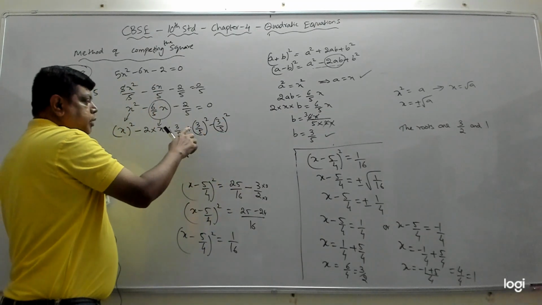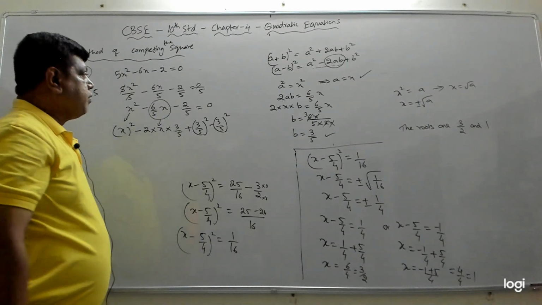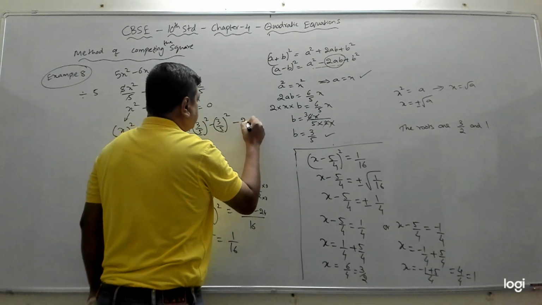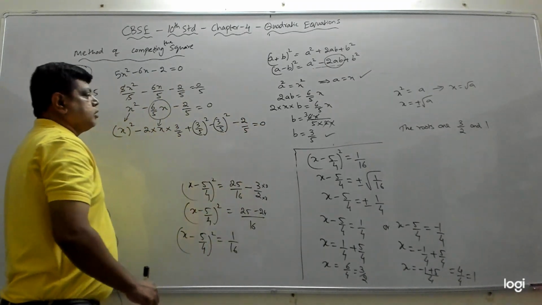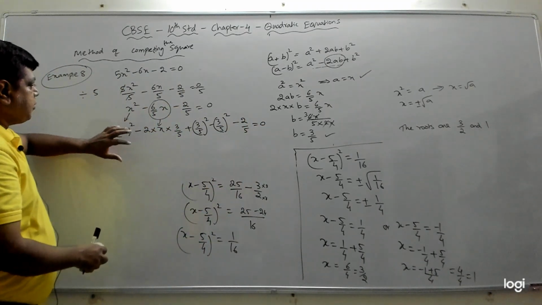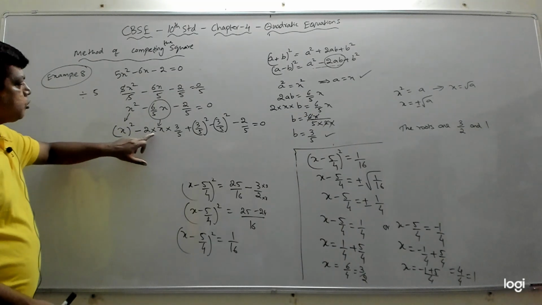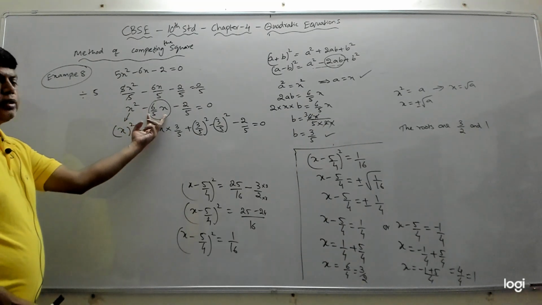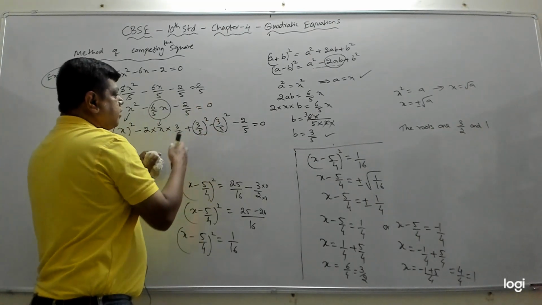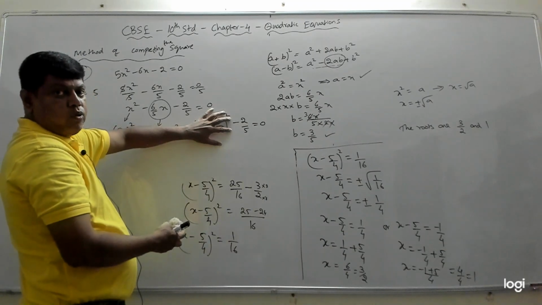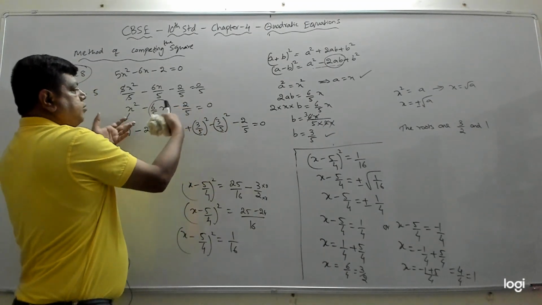Whatever you are putting, plus 3 by 5 the whole square, you have to immediately put minus 3 by 5 the whole square. Then this last minus 2 by 5, I am writing in the end, equal to 0. Now if you try to simplify this, you will go back to this, because x square is x square. Minus 2 into x into 3 by 5 is minus 6 by 5x. Then plus 3 by 5 minus 3 by 5 squares will get cancelled. This is basically 0. So you will get minus 2 by 5. The same thing you will get back.